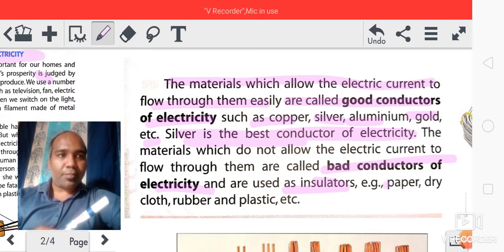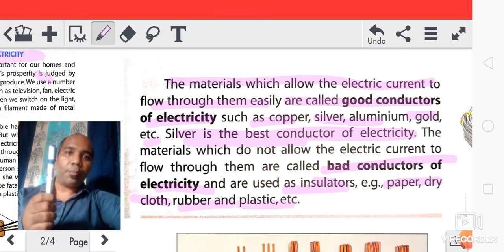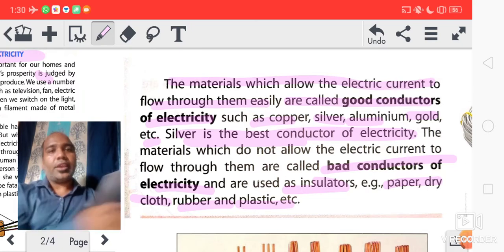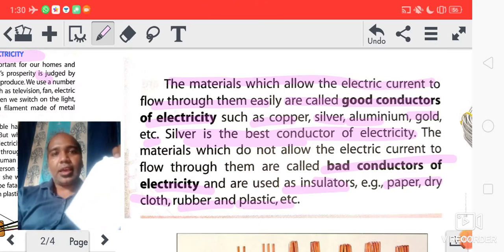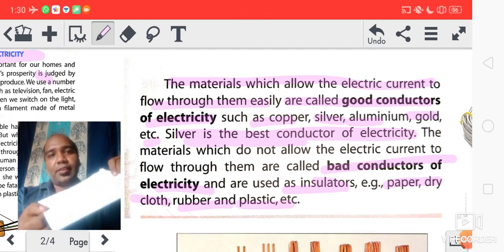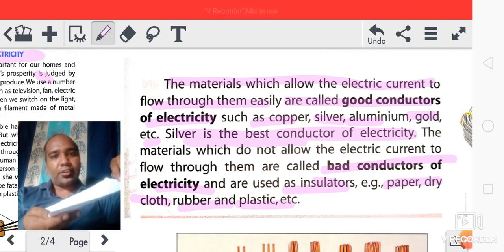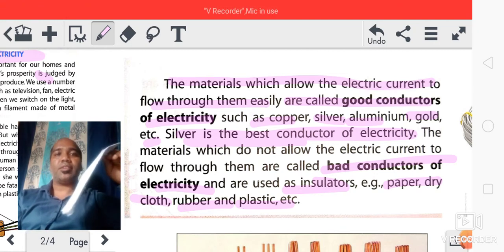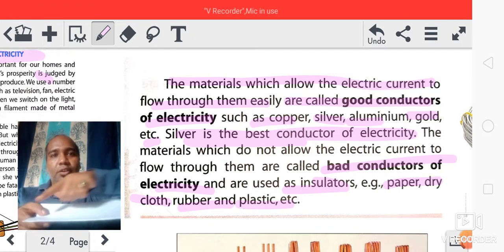So what are the examples? Paper, dry cloth, rubber, plastic. This is made up of plastic, so this is a bad conductor of electricity. Then paper. Suppose I take this paper. I touch the electric wire here, and current is flowing in the wire, and if I touch this side, what will happen? Will I feel a shock? No, because electricity cannot pass from this end to this end. Why? Because paper is a bad conductor of electricity.